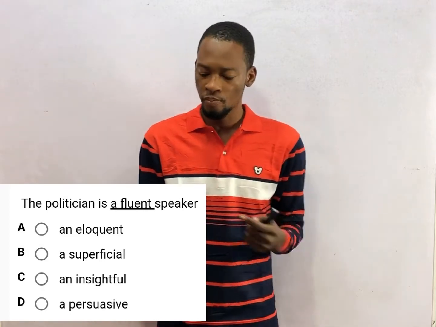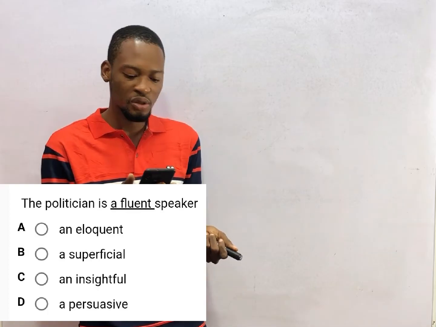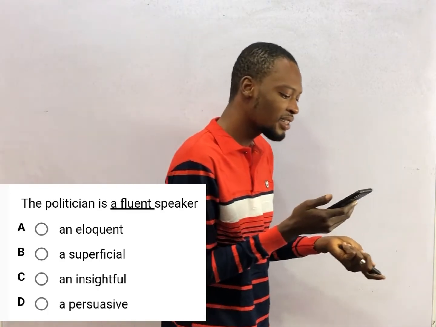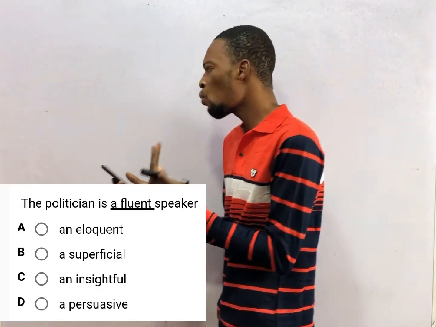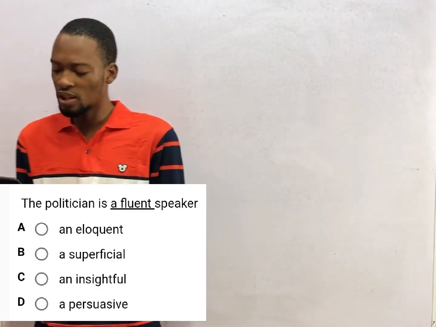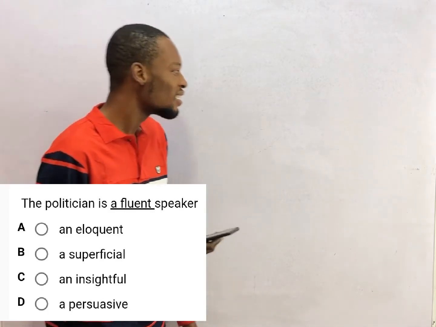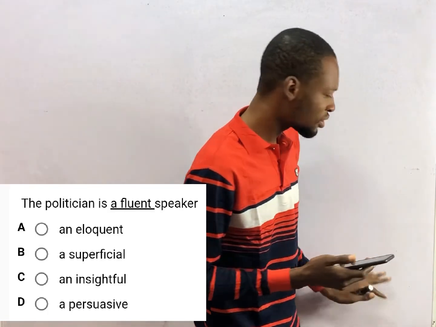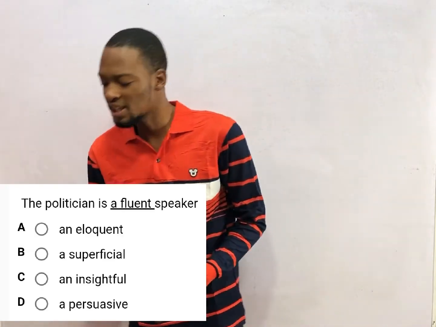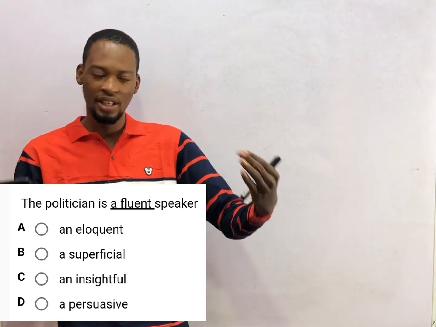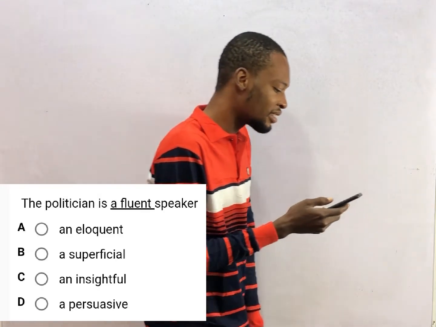You are fluent. Now, A, an eloquent. B, a superficial. C, an insightful. And D, a persuasive. The word nearest in meaning to fluent is eloquent. If you are a Christian, you see where when God was about to send Moses, was it Moses? Yes. And he said, God, you know that I am not eloquent in speech, meaning I am not fluent. So eloquent, fluent is nearest in meaning.